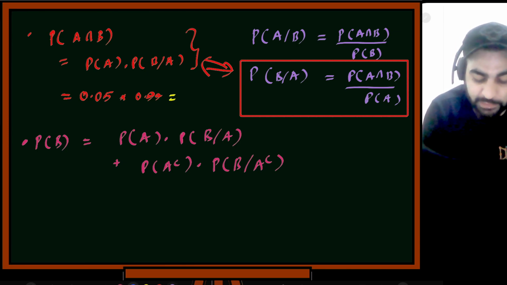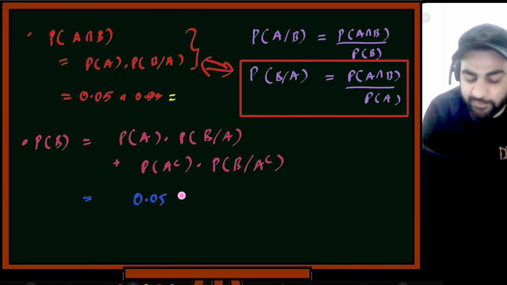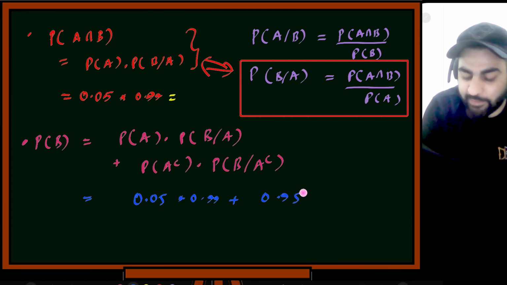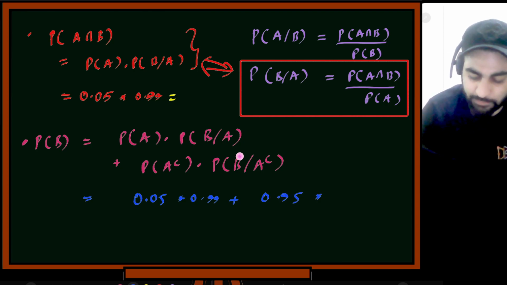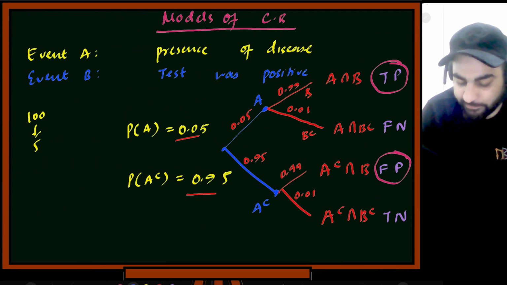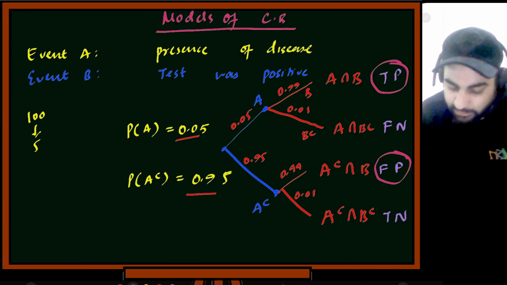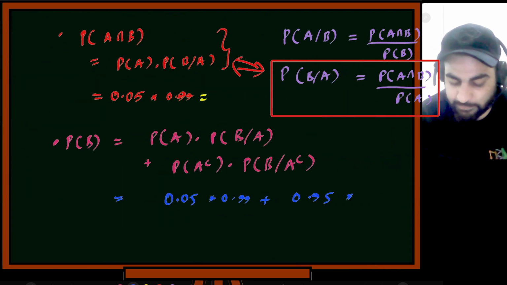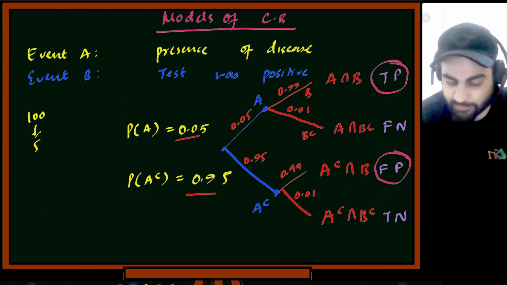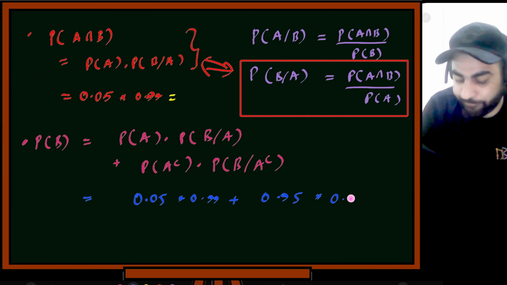So I'll also compute this. This will be equal to 0.05 multiplied by 0.99, plus 0.95 multiplied by the probability of B given that A complement happened. What is that? This is 0.99, I think. Is it 0.99? Yes, so this is 0.99.